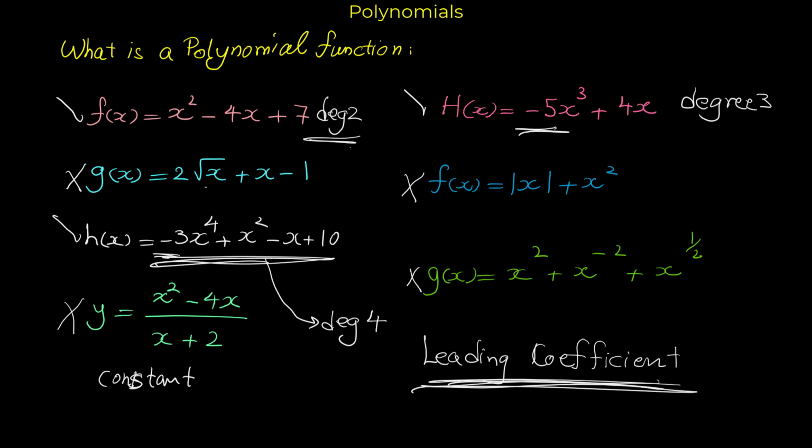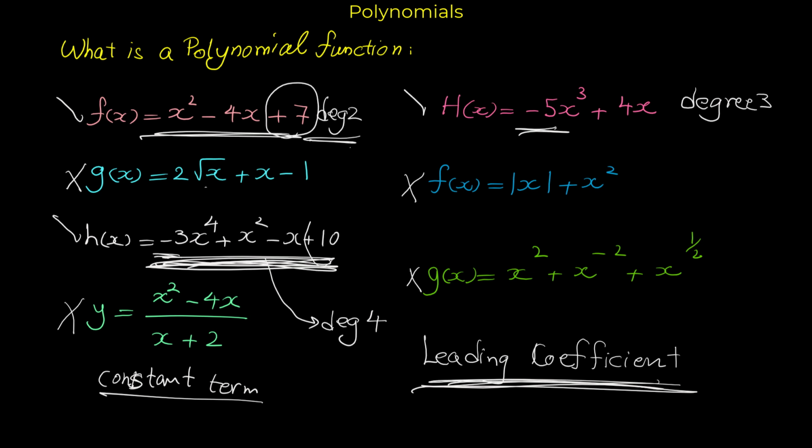What is the constant term? The constant term is a term in the polynomial that has no x in that term. So it's just a number. Here in this polynomial, the constant term is 7. In this polynomial, the constant term is 10.